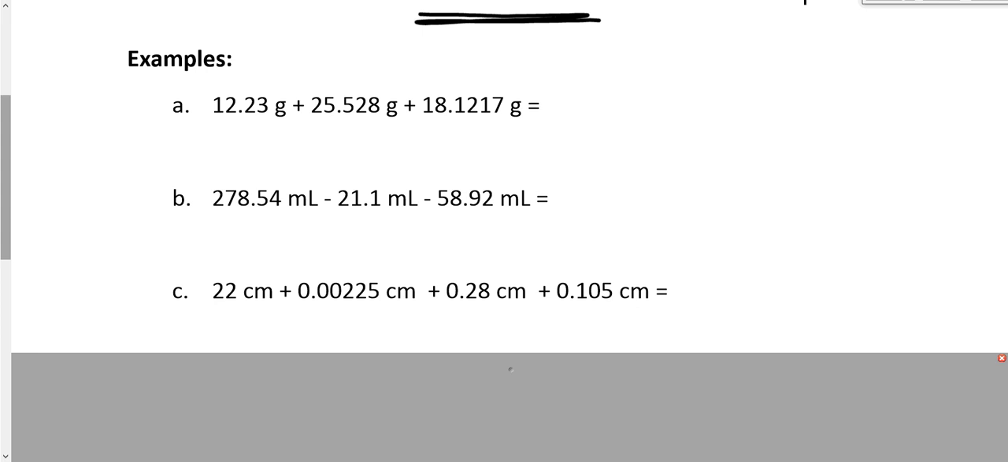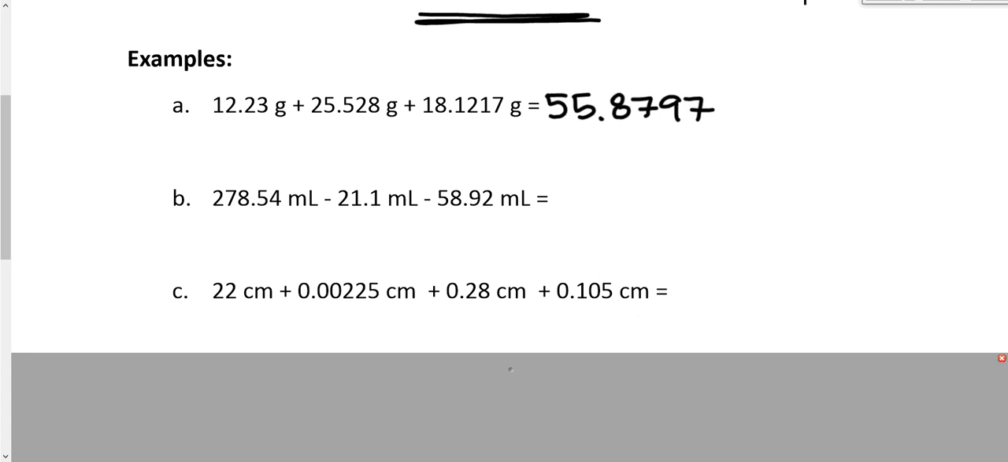So the first one, 12.23 grams plus 25.528 grams plus 18.1217 grams. You're going to want to first just type that in your calculator and see what your calculator says. So my calculator answer is 55.8797. All right, but I can't necessarily carry that many digits because looking at my numbers, I can only be as accurate as my least accurate measurement.